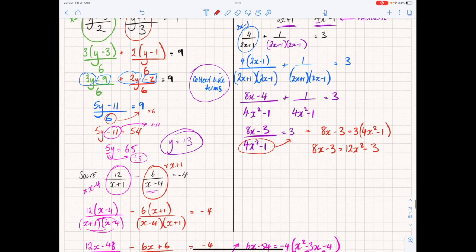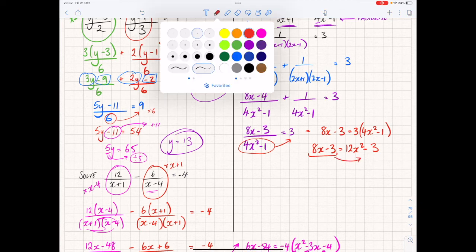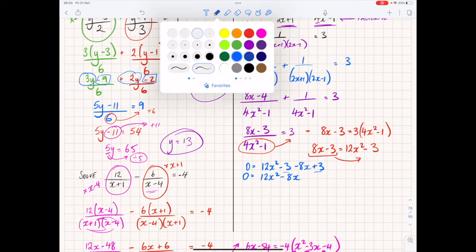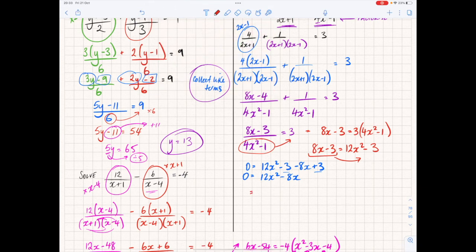Okay, again, we're looking at the fact that we need to make this equal 0. So this time, we're going to take these values this way because I want to leave that x squared as a positive value. So 0 is equal to 12x squared minus 3. That becomes a minus 8x and then plus 3. Let's tidy that up. Minus 3 plus 3 is 0. So 0 is equal to 12x squared minus 8x. Okay, this could become a little bit confusing to solve, but follow your process, trust your process.